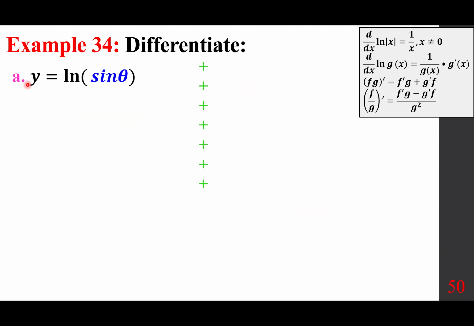For example, y equals ln of sine theta. We want to differentiate that. And d/dx of ln of g of x is 1 over g of x times g prime. So simply put, flip this over, 1 over sine theta, and then by the chain rule, the derivative of sine, which is cosine theta. And as you know, cosine over sine is cotangent theta. That is the final answer.